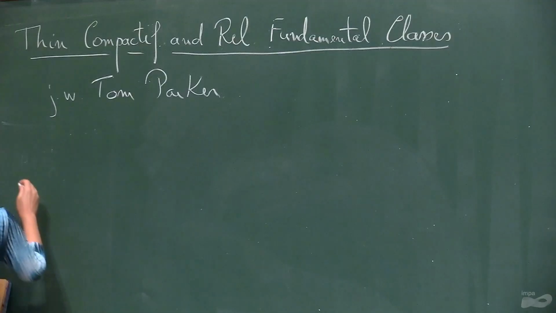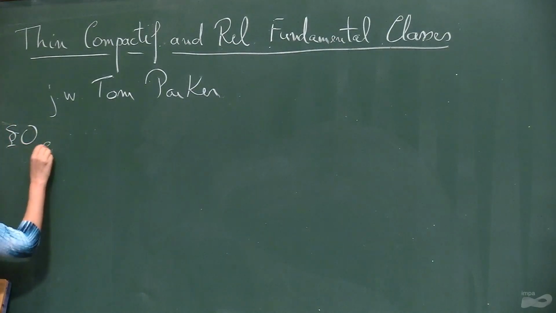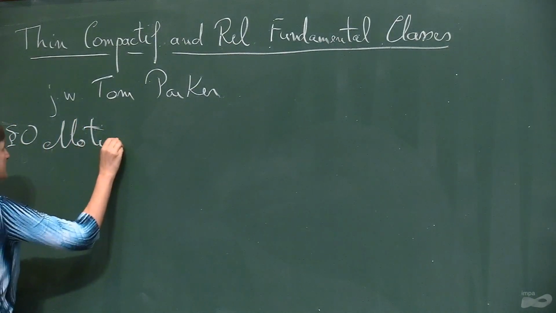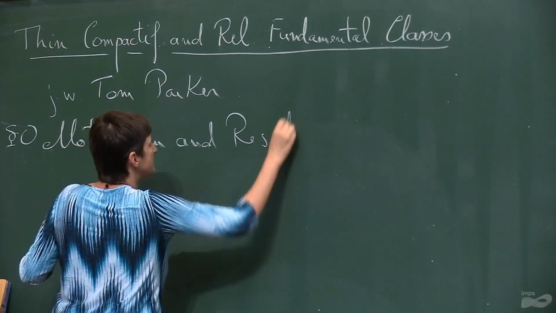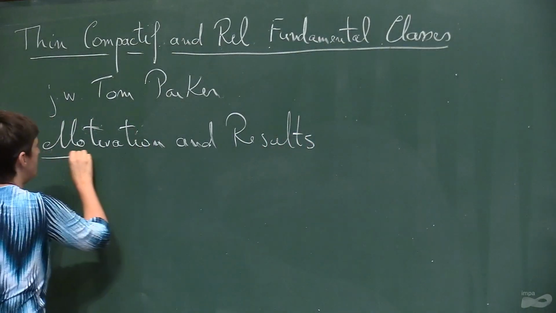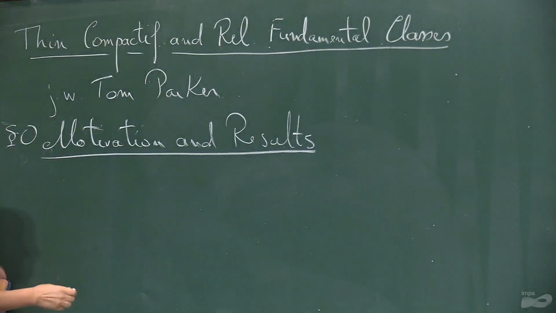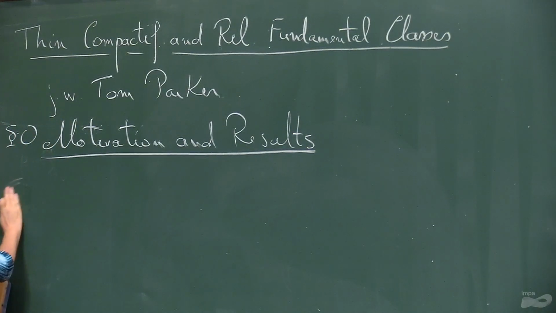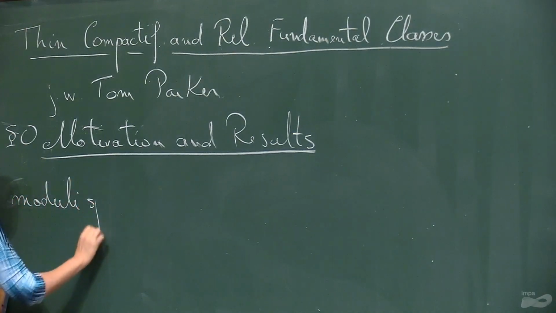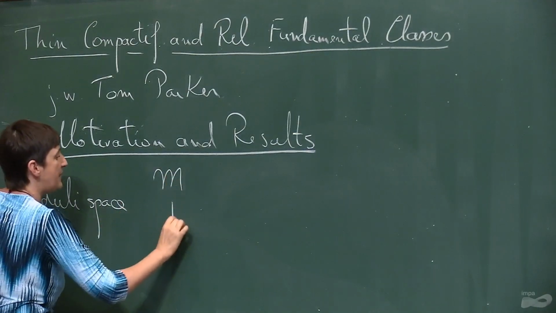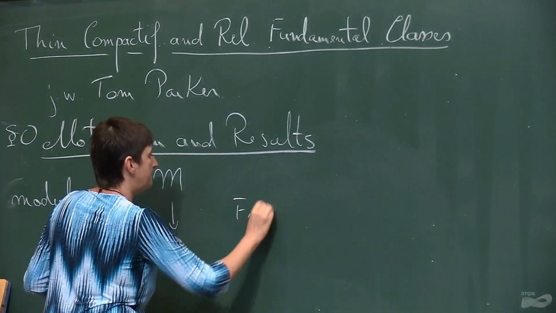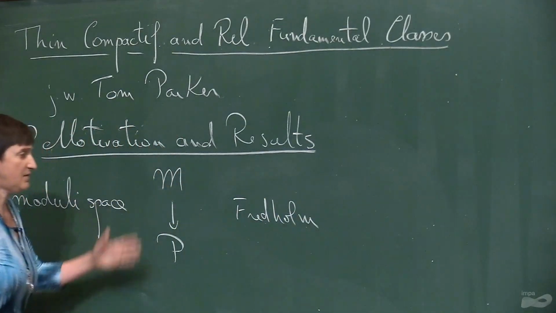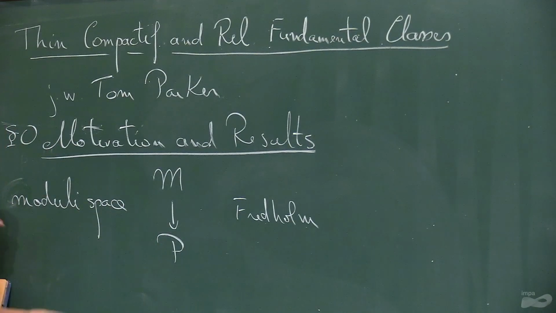So let me start with the motivation and results, briefly. I'll state the result. Let's consider the following classical situation. We'll consider some moduli space over some parameter space. So you just need this map to be Fredholm, sufficiently differentiable. And let's consider the compactification.